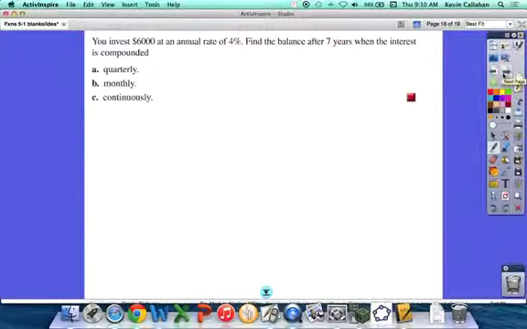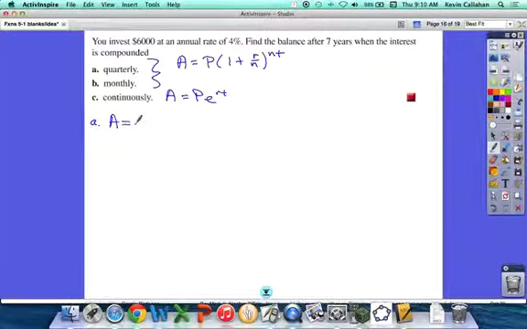So let's do an example where we have to calculate for quarterly compounding, monthly compounding, continuous compounding. For the first two, we've got to use this formula: A equals P times 1 plus r over n to the nt. For this formula, we got to use A equals P e to the rt. So for the A, the P is 6,000. You're putting in $6,000.